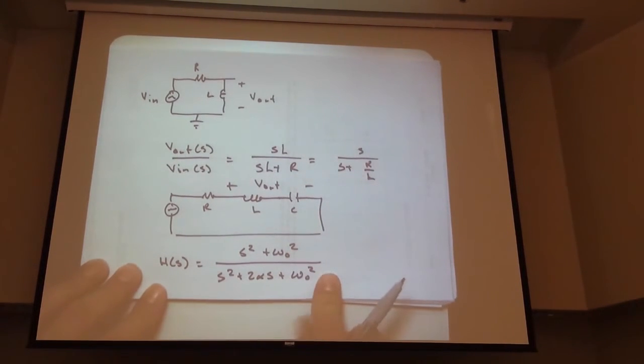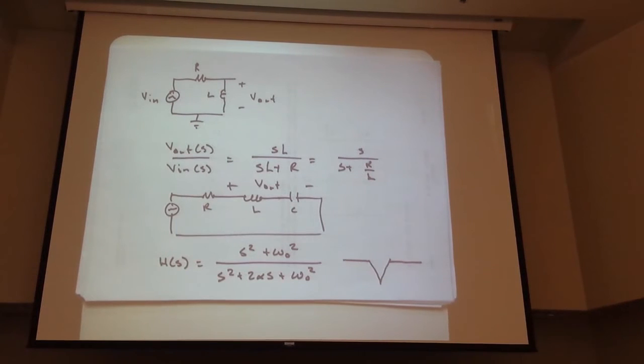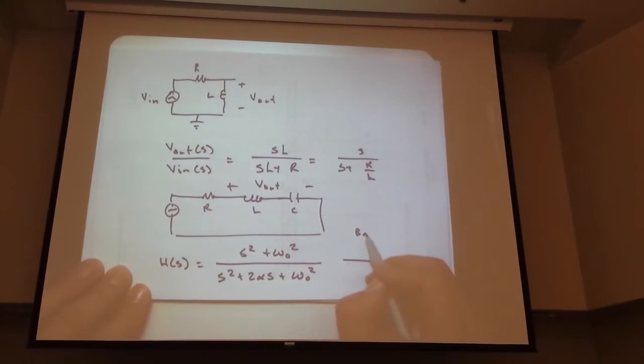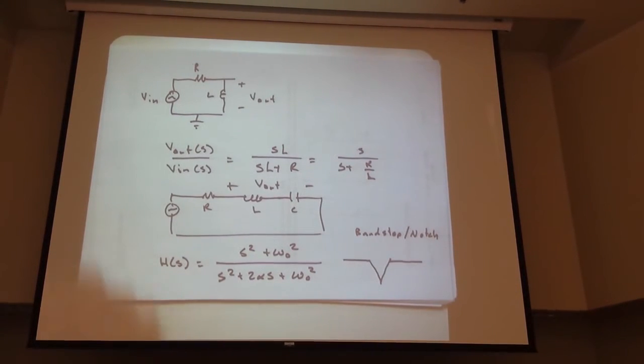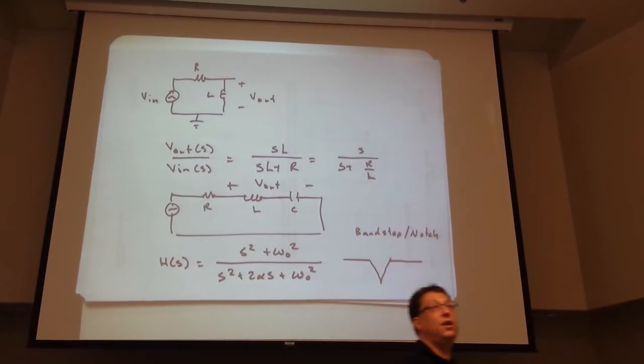What was this circuit again? Anybody remember? Band stop. We looked at this. How can we tell that? We can do this by inspection. How do we do this? What are the 3 points we look at for the second order transfer functions?